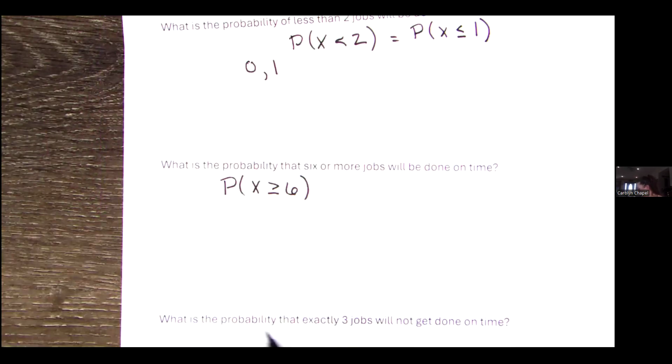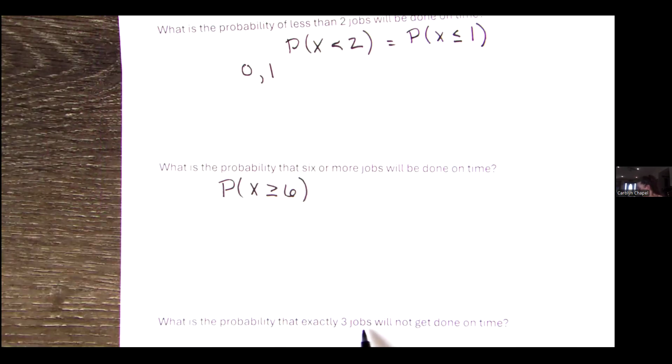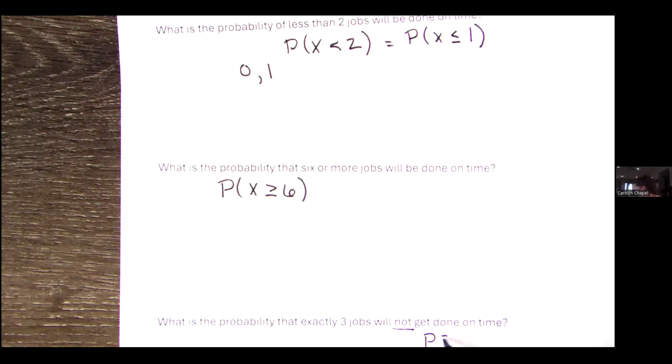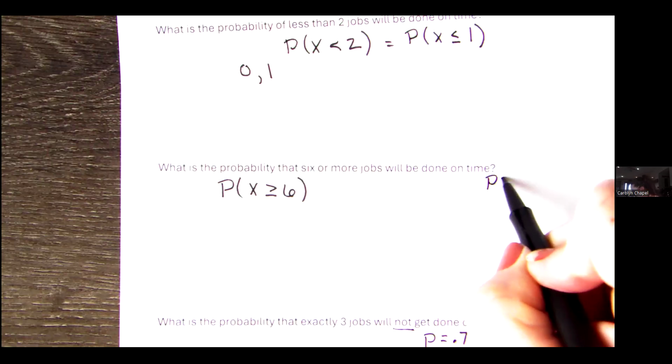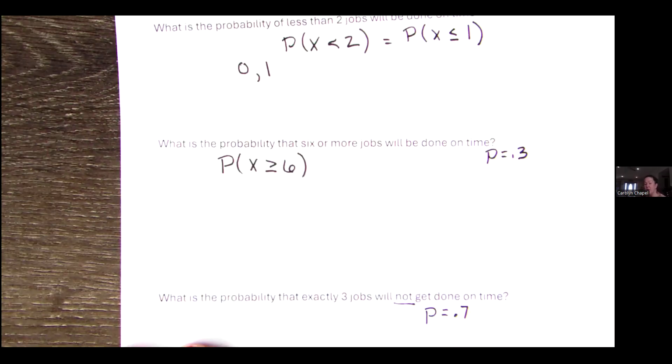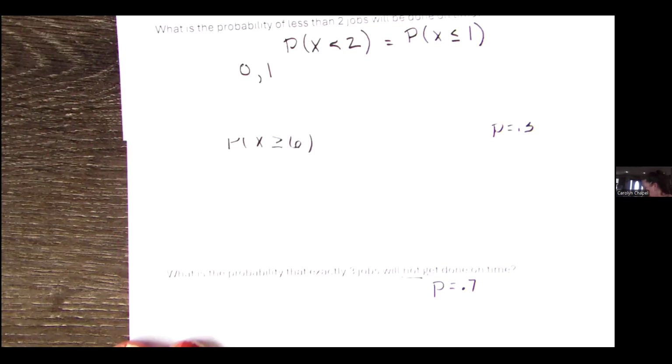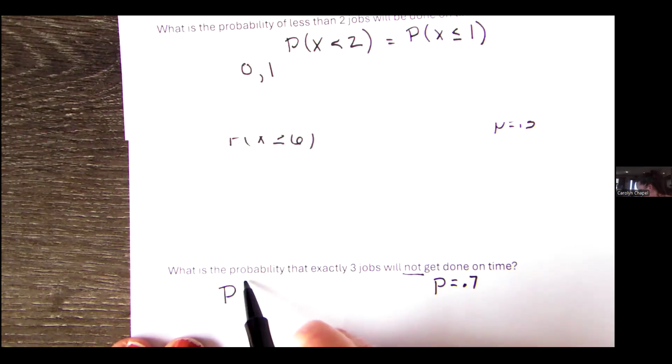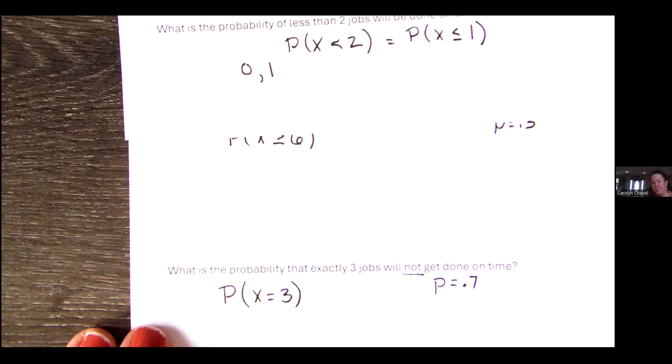And here: what is the probability that exactly 3 jobs will not get done on time? So that's when my P is going to be 0.7. Here my P is going to be 0.3 because they are done on time. So we have to be a little bit careful on how we read these. So this one will be exactly 3, so X equal to 3.